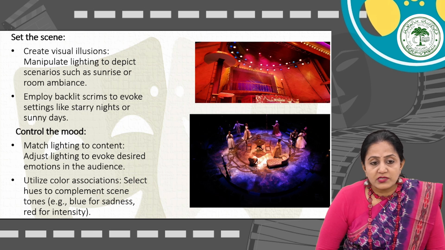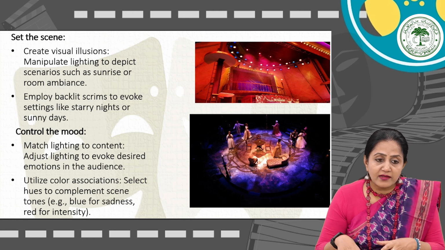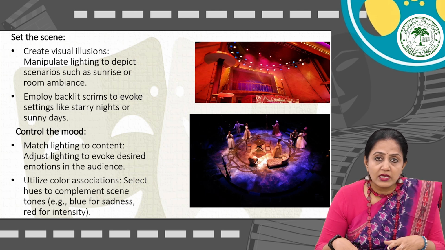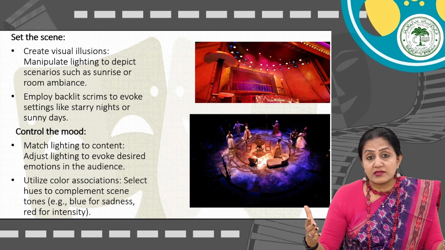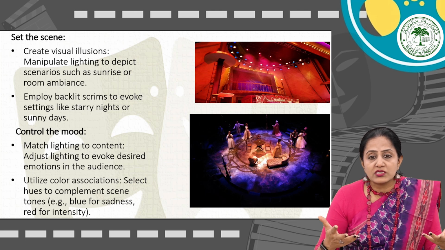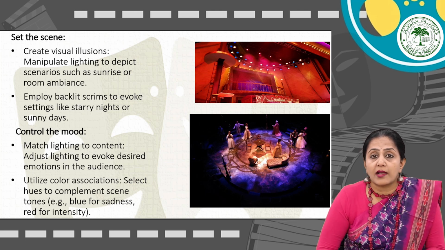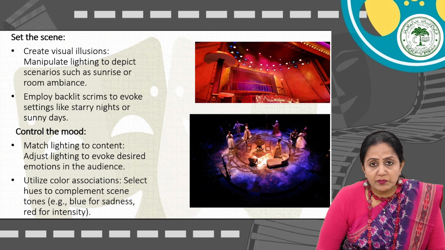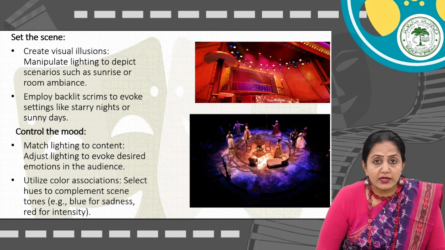Color associations like blue is for sadness, red is for intensity, yellow is for happiness, green is for jealousy. These kinds of things are there. You can use these different kinds of color associations and create impact on the mind and the mood, in accordance with the theme of the play.